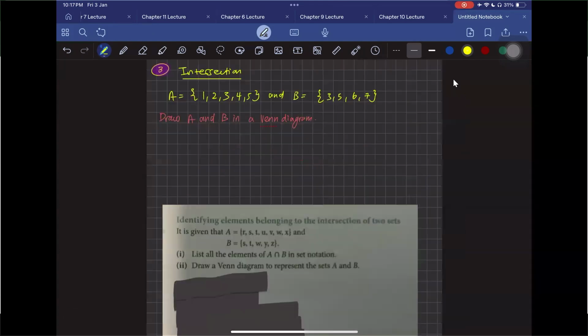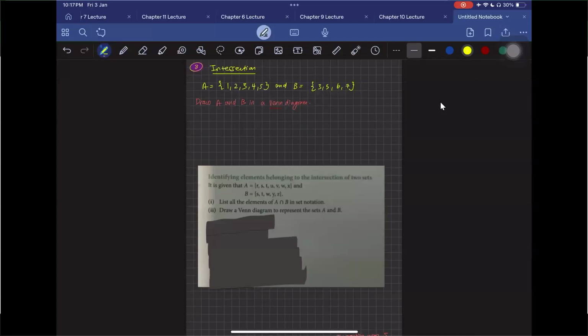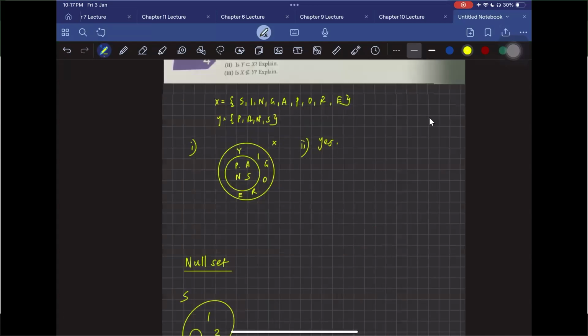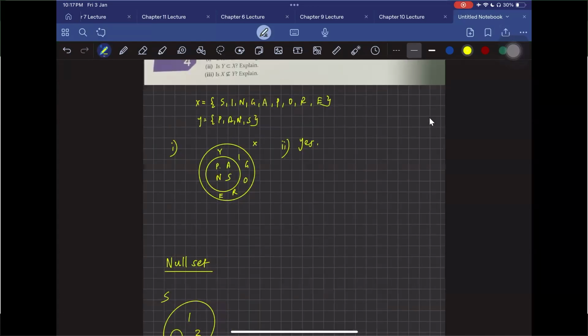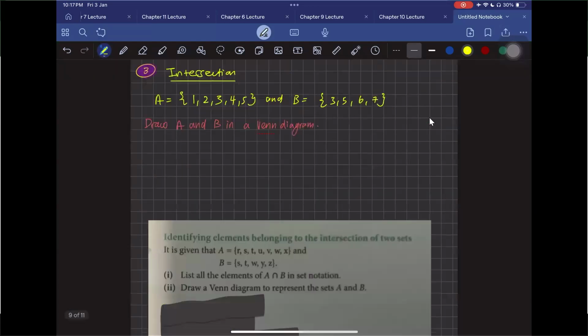So now I'll be covering the concept of intersection. It's very similar to your previous concept. Previously, what we learned is that all the elements are here. What if you have a case where your second set also has new elements? How are you going to represent that in a Venn diagram?